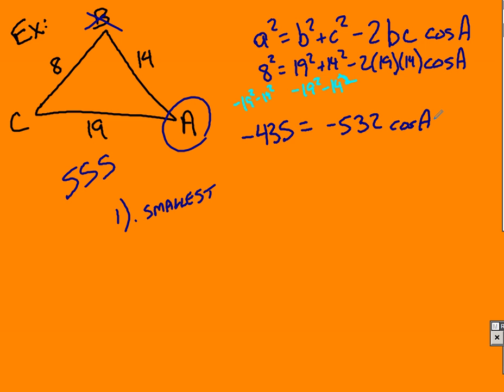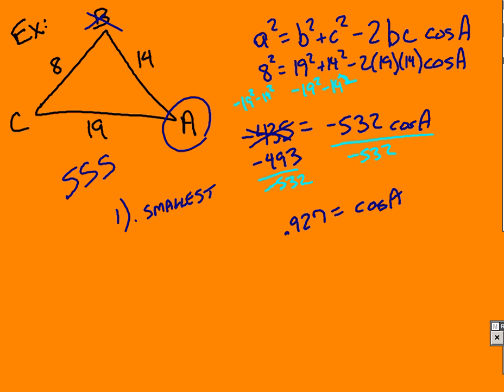I'm going to check my numbers on the right. Now I don't trust myself. 8 squared minus 19 squared minus 14 squared should give me negative, see, told you I didn't trust myself, negative 493. Okay, so now I need to get, again, cosine of A by itself. So to do that, I'm going to divide by negative 532 on both sides. I should be left with negative 493 divided by negative 532. When I do that, I should get 0.927 is equal to cosine of A.